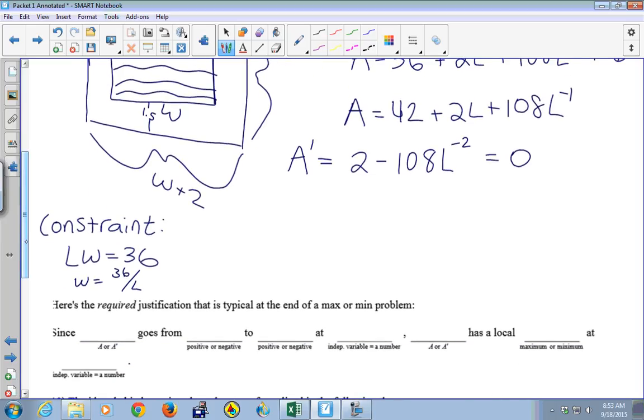Okay, so I would like to solve this equation where A prime equals 0. So I want all my L's on one side, numbers on the other. So I'm going to add this 108 L to the negative 2 term to both sides. So I get 2 equals 108. And I'm also going to rewrite it as 1 over L squared, instead of times L to the negative 2, divide by L to the positive 2.